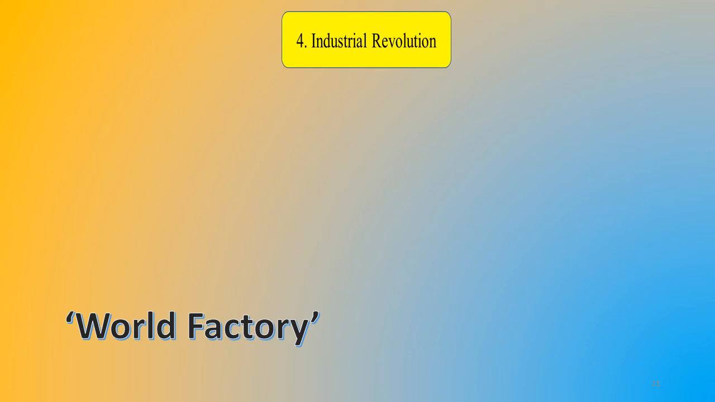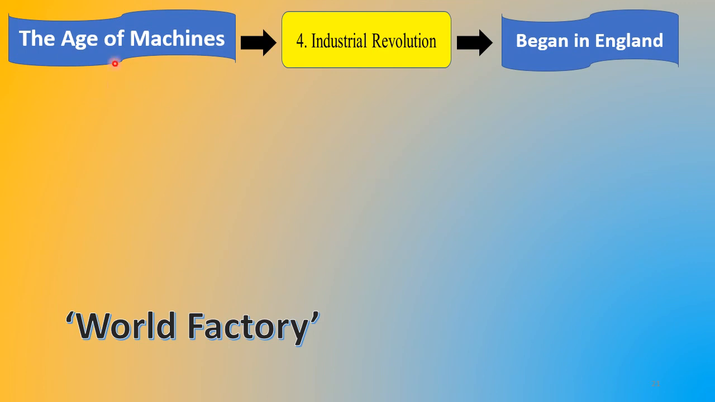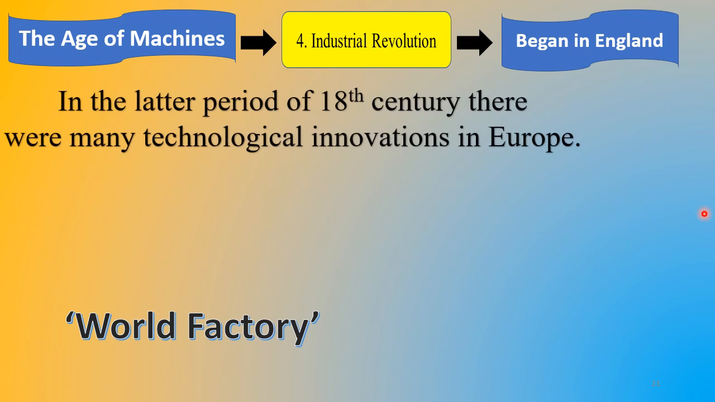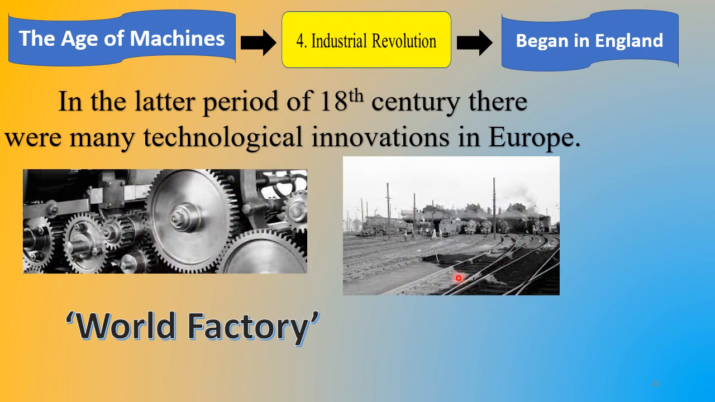The last revolution is the Industrial Revolution, the age of machines. This began in England. In the latter period of the 18th century, there were many technological innovations in Europe. Children, slowly, the age of technology took place. Railways, machines, all these started taking place in Europe, and this is known as World Factory. So, what is Industrial Revolution? The age of machines. Many technological innovations started taking place in Europe. This was the change brought, and it began in England.